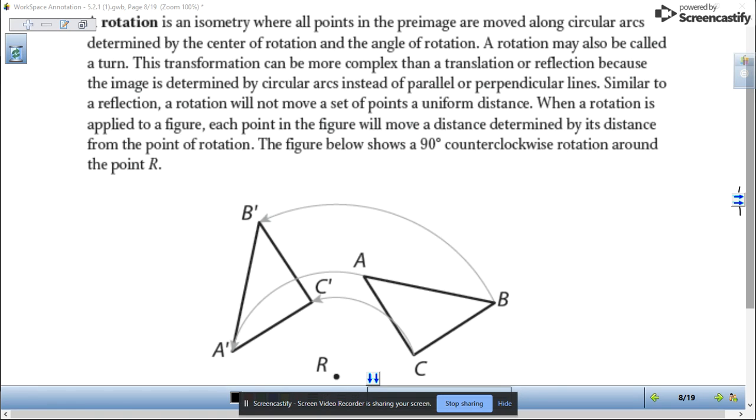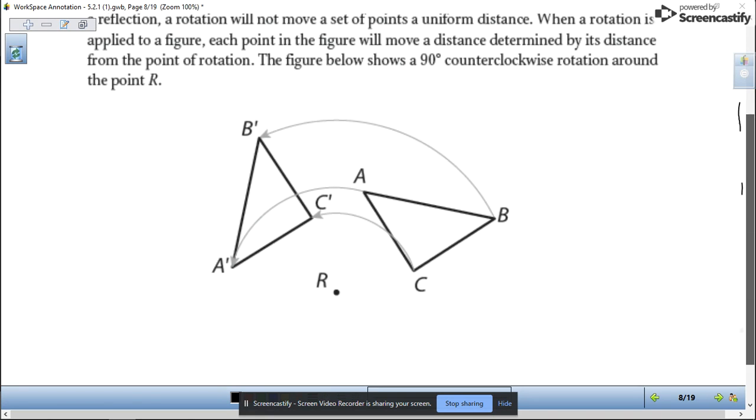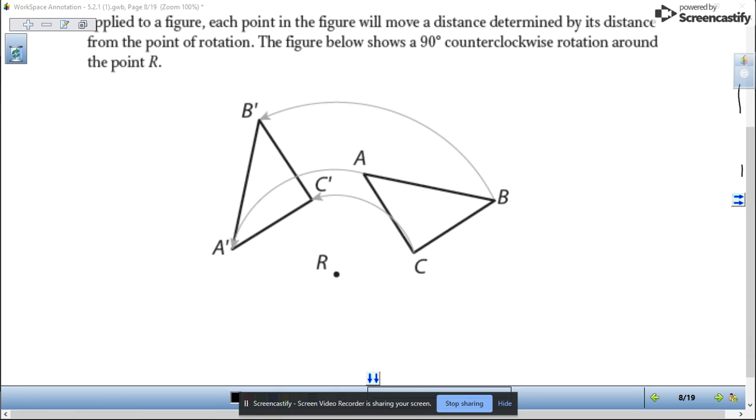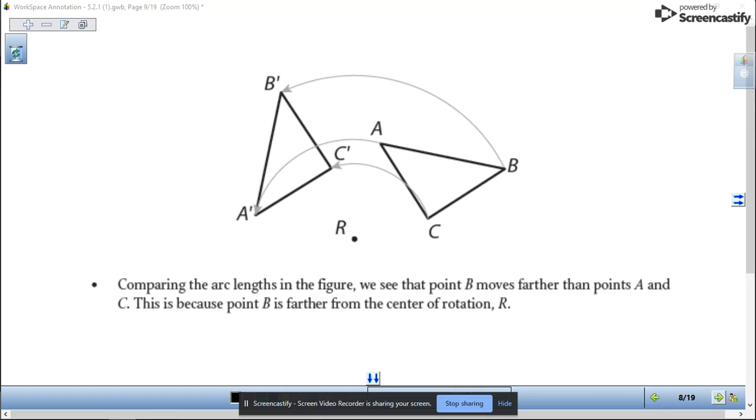So the figure below shows a 90-degree counterclockwise rotation around the point R. Okay, so they show you that. And obviously B moves the greatest distance. The point that is furthest from the center of rotation is the one that will travel the greatest distance. Yep, that's what we just talked about.